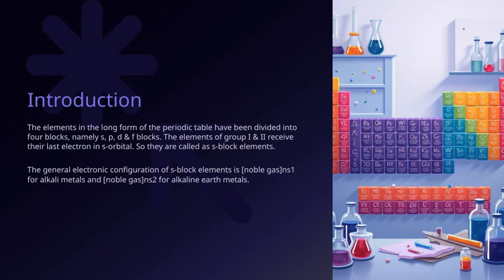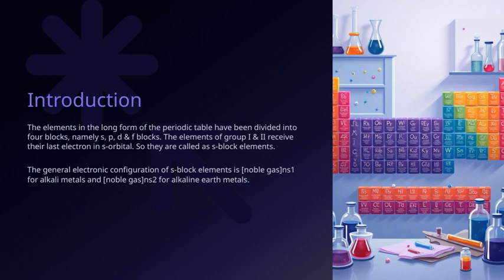Let's take a closer look at the electronic configuration of S-block elements. For alkali metals, the general configuration is noble gas ns1, which means they have one electron in their outermost s orbital. On the other hand, alkaline earth metals have the configuration noble gas ns2, indicating they have two electrons in that same s orbital. Now, these elements are part of the long form of the periodic table, which is divided into 4 blocks: S, P, D, and F.